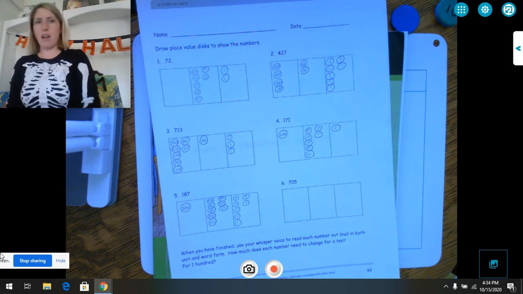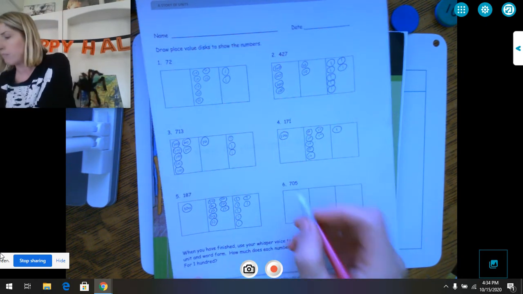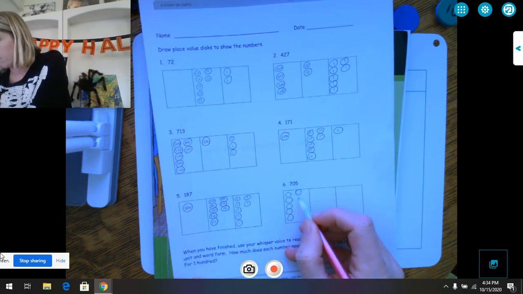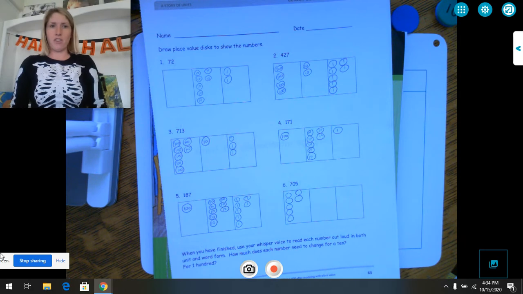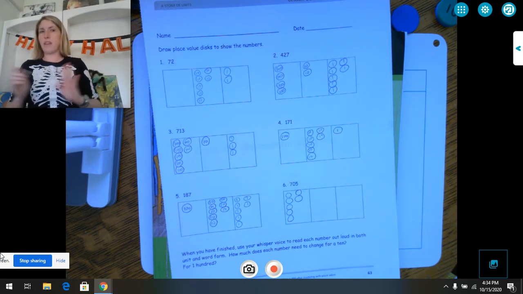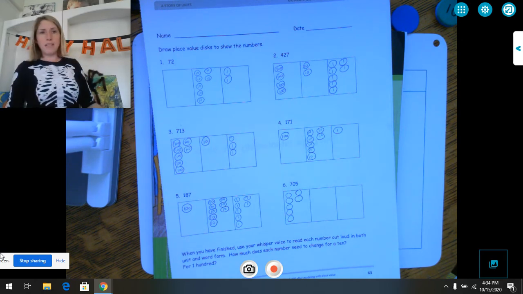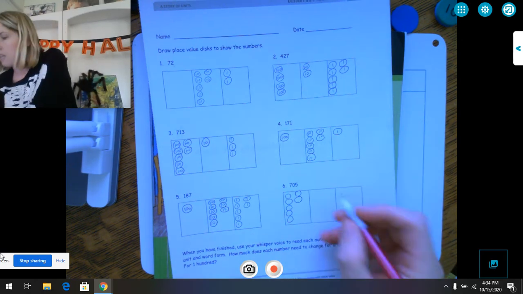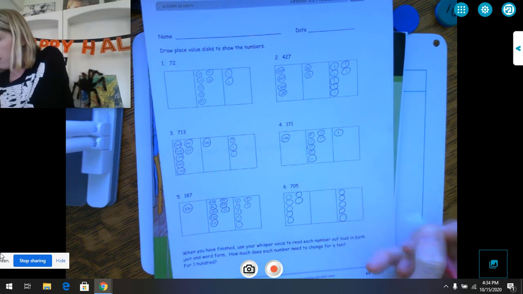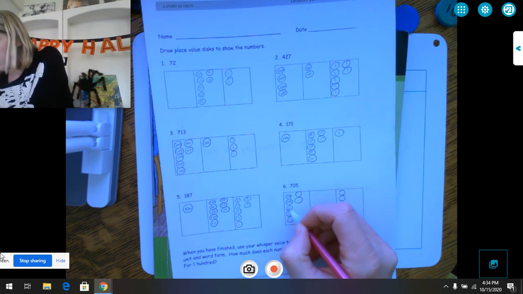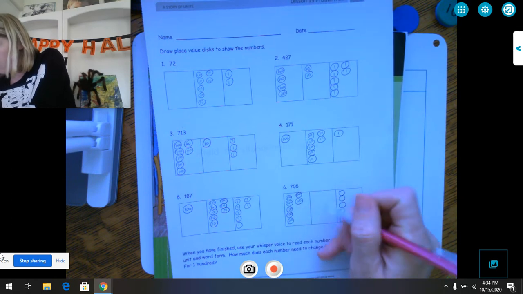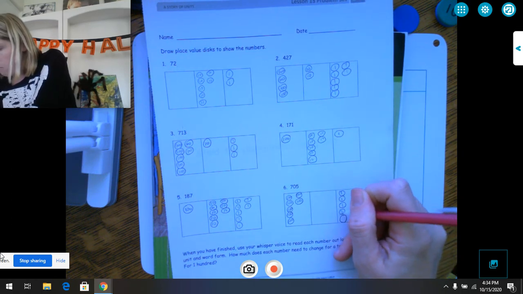So how many hundreds are in 705? We have 7 hundreds. How many tens are in 705? 0 tens. So we're not going to put anything in our tens place. And how many ones are in 705? We have 5 ones. 1, 2, 3, 4, 5. All right, I need to put my 100 on each of these place value discs. No tens and 5 ones.